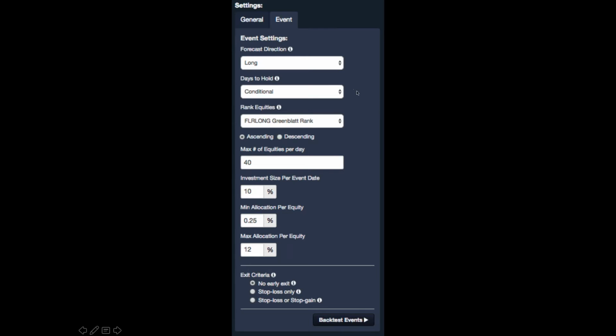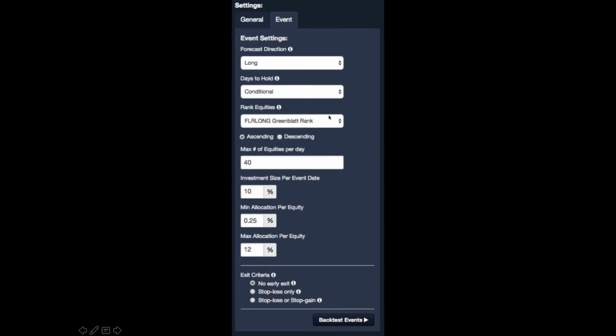So let me step through these one by one. First of all, if the stock passes the screen, do we think it's going to go up or down? So we indicate here long or short. In this case, we think the stocks are going to go up, so we indicate long. Next is days to hold. If a stock passes the test, how long are we going to hold it? You can select a number of days here if you like, or in this case, we've selected conditional. That means if the stock passes the screen, we'll add it to our portfolio, and we'll continue to hold it until it no longer satisfies that screen.